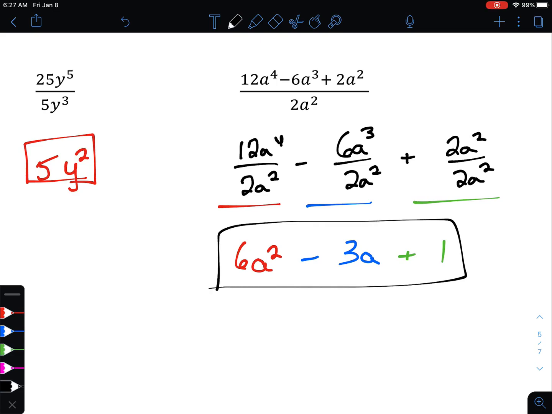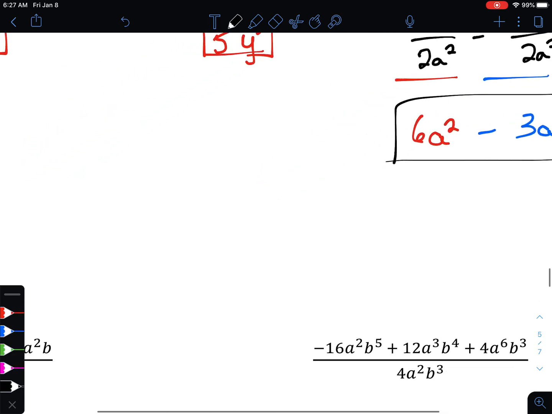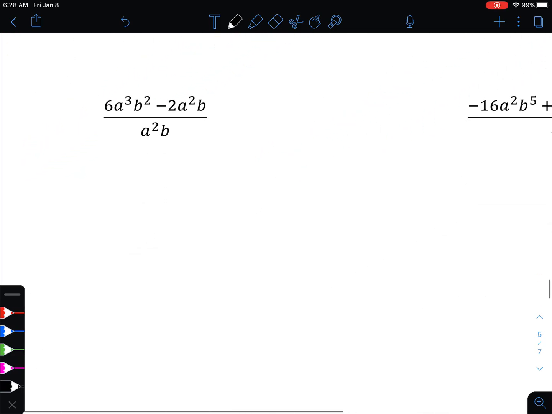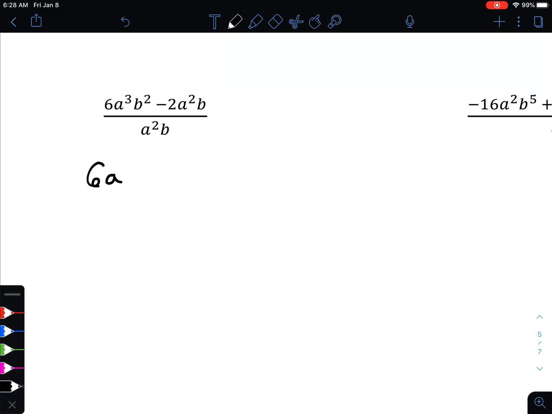There's our answer. We're going to do a couple more kind of like that, just to make sure that that makes sense. Really, as you can see, they're not a whole lot different than the first 2 examples we looked at, just that extra step at the beginning. All right, so same idea in this next one, even though there's more variables to go, we're still going to copy it down. So our first term, 6a cubed b squared, all over a squared b, minus 2a squared b, all over a squared b.